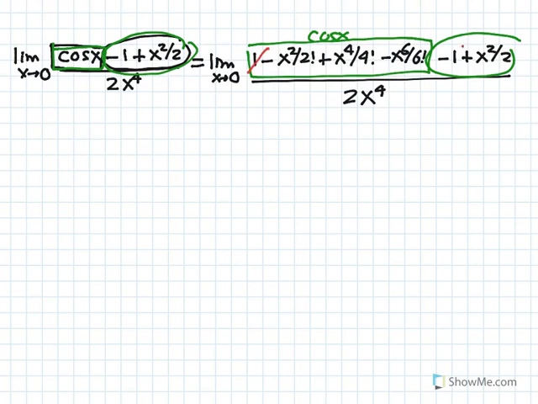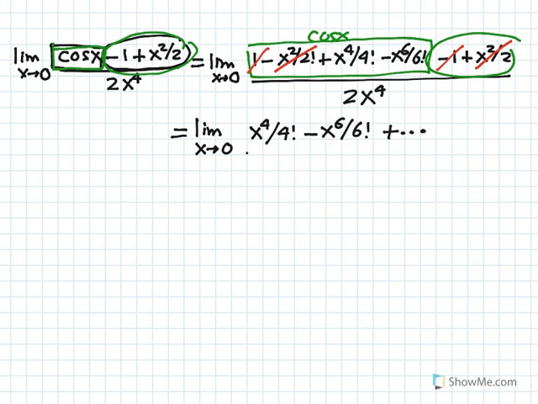So let's do some algebra. 1 cancels with minus 1. Minus x squared divided by 2 factorial cancels with x squared divided by 2. So in the numerator, we just get the limit as x approaches 0 of x to the power of 4 divided by 4 factorial minus x to the power of 6 divided by 6 factorial, and so on, divided by 2 times x to the power of 4.